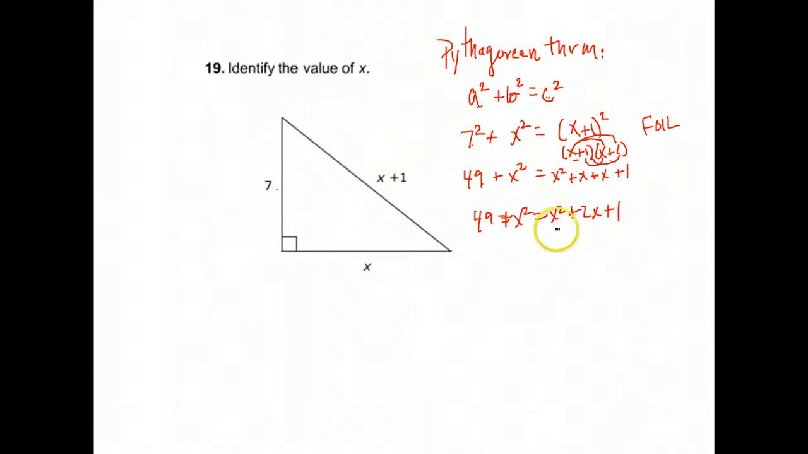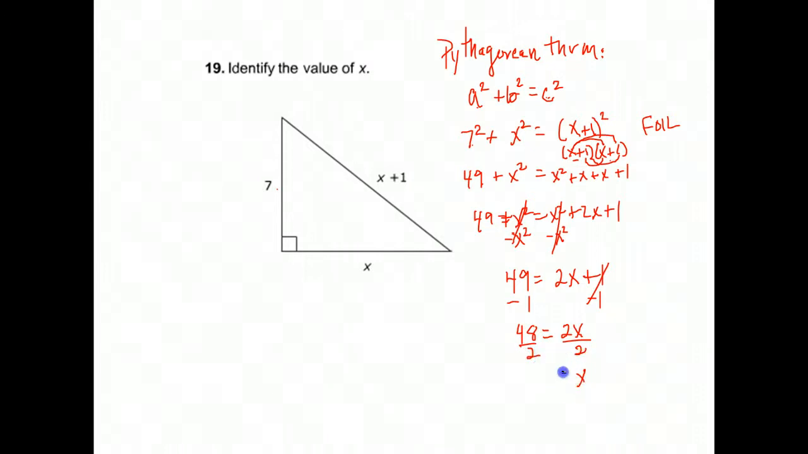I want to get the x squareds on the same side, so I have a positive x squared. If I subtract x squared, it will move it from this side. I have to do the same on the opposite side. And notice my x squared cancels, which is actually a very nice thing for us. And we get 49 equals 2x plus 1. I want to solve for x, so I need to get x by itself. I have a positive 1, so if I subtract 1, we'll move that. It gives me 48 equals 2x. And finally divide by 2. And I get x is 48 divided by 2, or 24. They wanted the value of x. I found the value of x, and I am done.